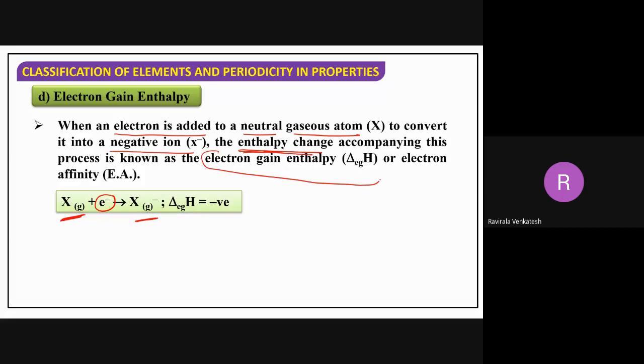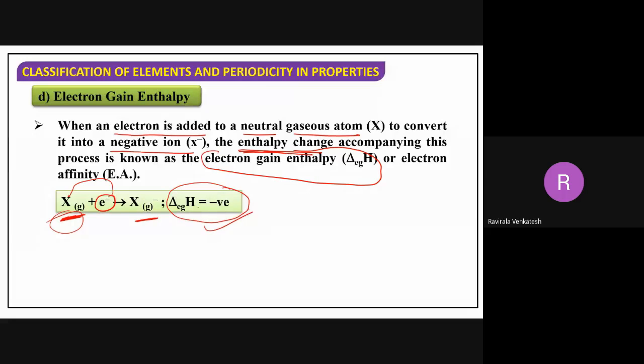Electron gain enthalpy. Simply, the amount of energy exchanged when an electron is added to an isolated neutral gaseous atom is called electron gain enthalpy. One electron you are adding, so the energy exchanged in this process is called electron gain enthalpy.